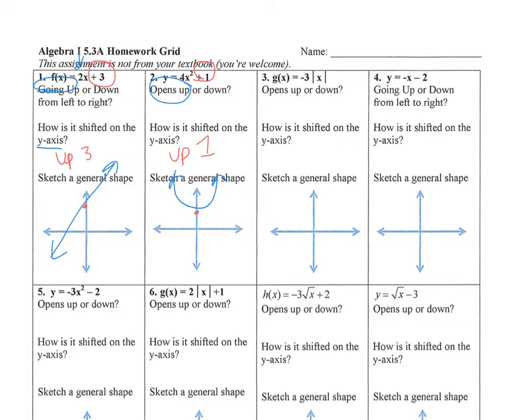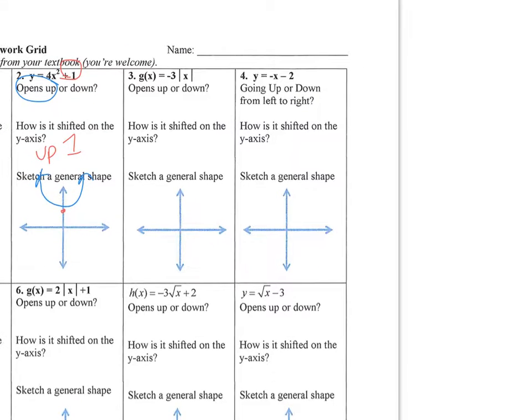So you can see the pattern that we're going to do here. Number 3, g of x equals negative 3 times the absolute value of x. Does it open up or down? This function is going to open down because of this negative out front. How is it shifted on the y-axis? The constant right here that's not written down is 0, so it hasn't been shifted.